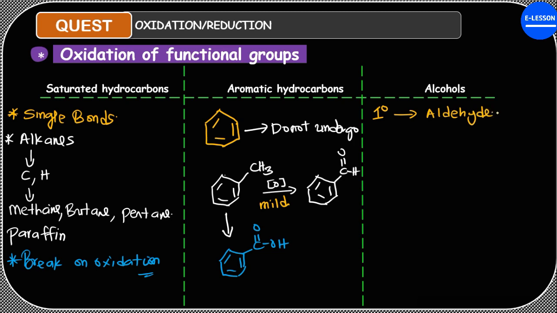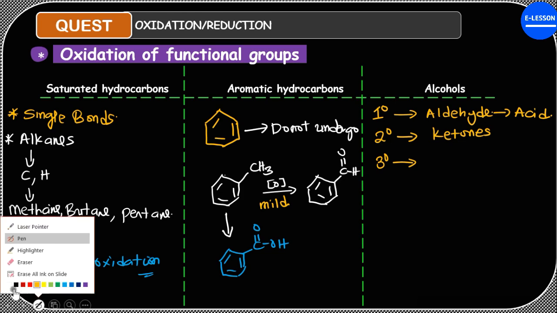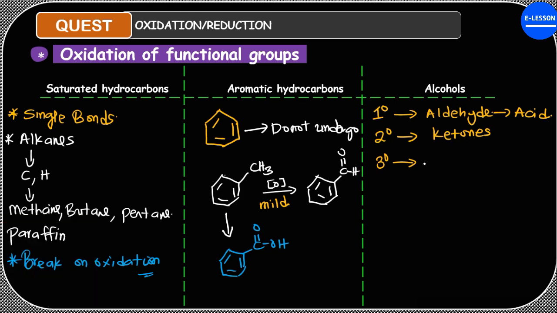And if the oxidizing agent is very harsh and concentrated, it will oxidize this aldehyde further to carboxylic acid. Now, while secondary alcohols are oxidized to ketones, and some vigorous reaction will proceed like that. Now, tertiary alcohols do not undergo oxidation reaction in a normal condition.